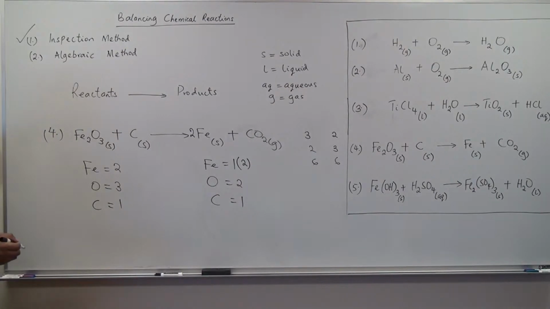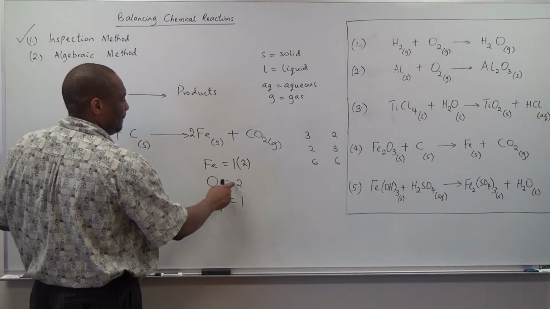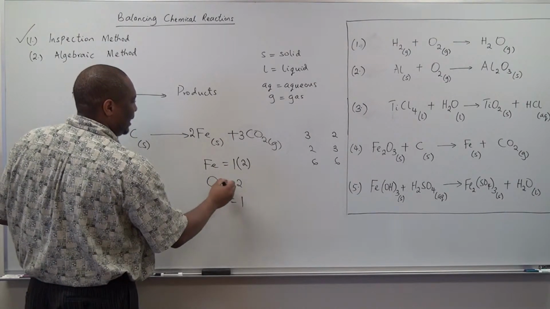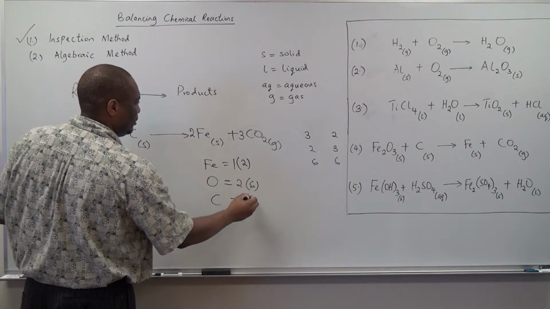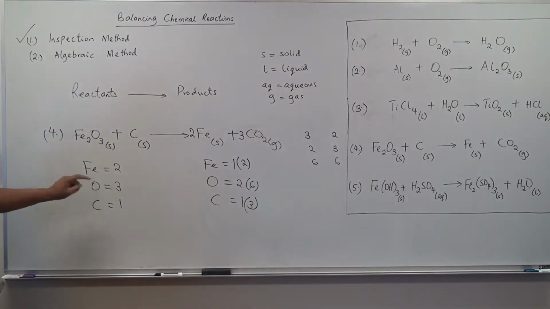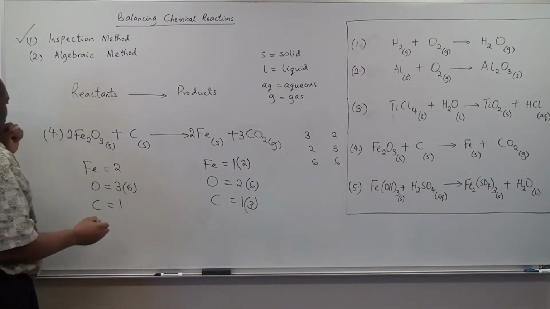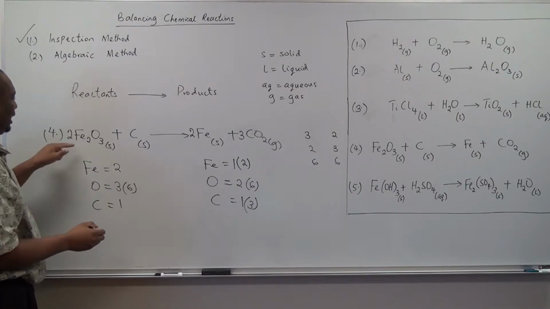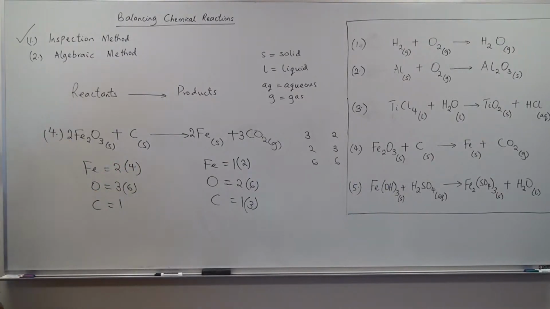So I'll go ahead and multiply this oxygen by 3, and when I multiply it by 3, oxygen is now 6, and carbon is now unbalanced, carbon is now 3. Okay? Then I multiply this oxygen by 2. Here oxygen is now 6. And iron is now 4. Okay? So it has unbalanced everything again, except that oxygen is balanced.